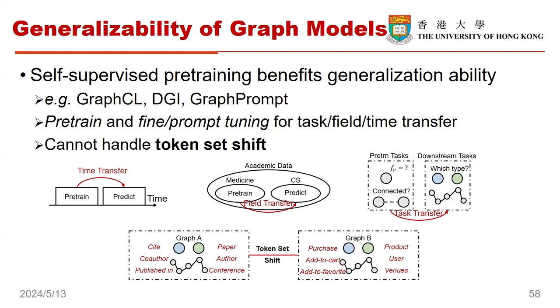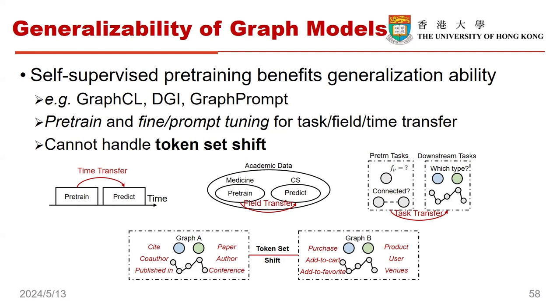to some extent, one key limitation of these methods is that they cannot handle a very important issue, that is the token set shift issue. So specifically, token set shift involves great changes in the fundamental graph elements, such as node sets, edge types, and feature dimensions. For a specific example, as you can see here, graph A contains nodes like papers, authors, and conferences, and edges like cite, co-author, or published in.